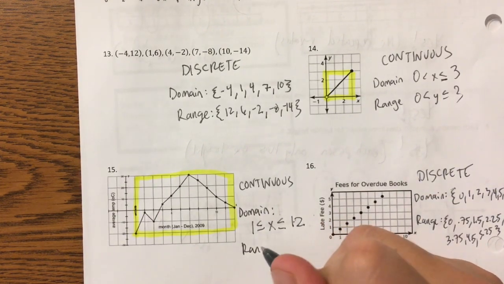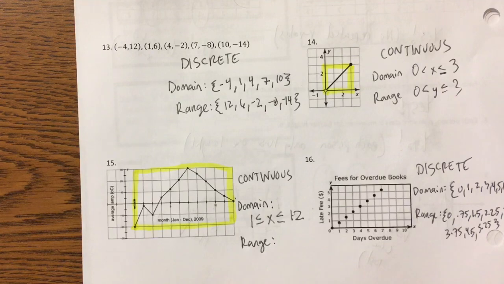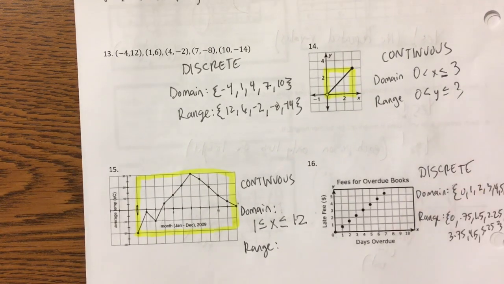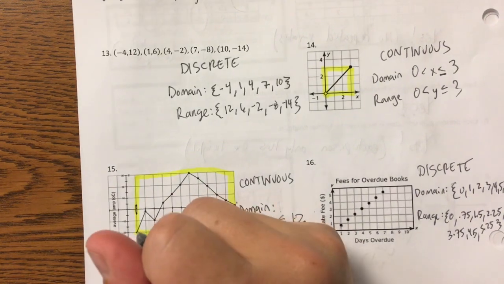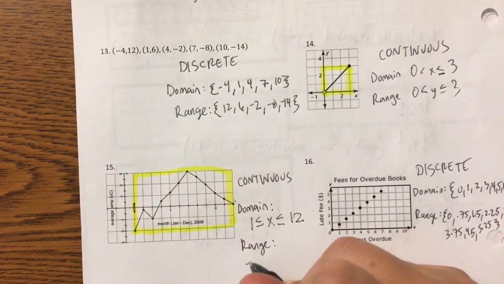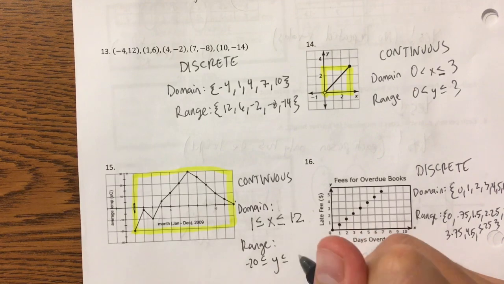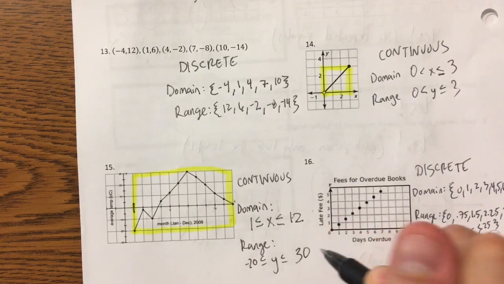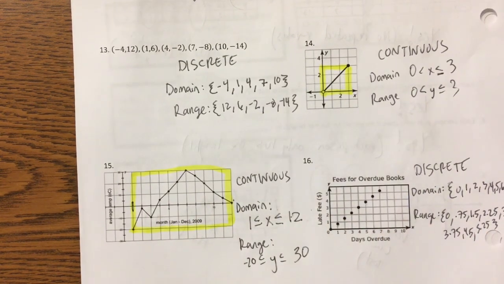And the range would go from what to what? What's the smallest y value? Yeah, negative 20 to, is that 30? Yep, that's 30. So that's the domain and range for that one.